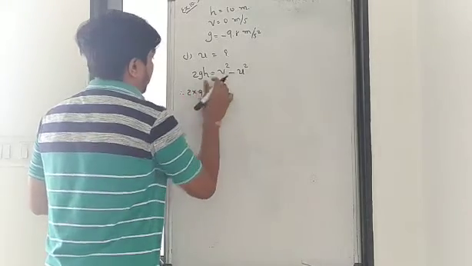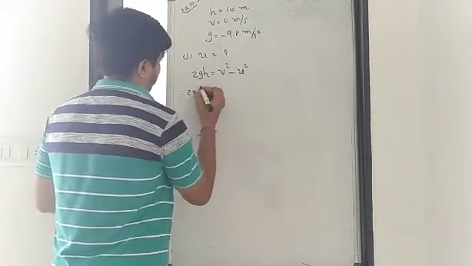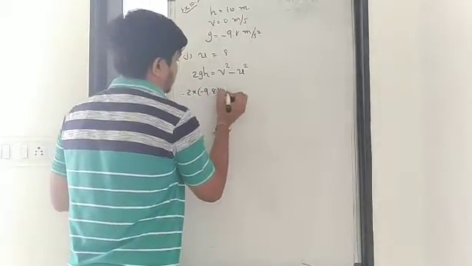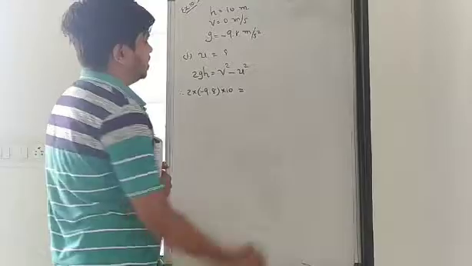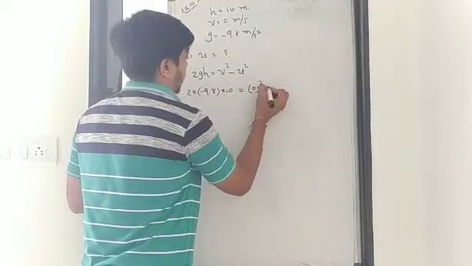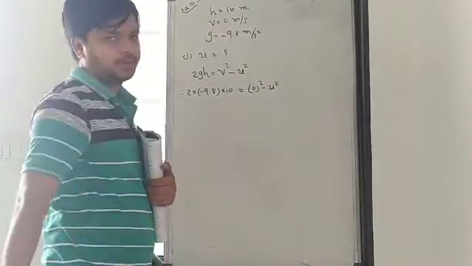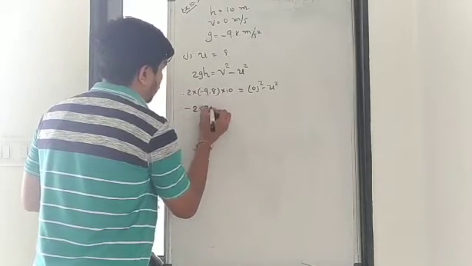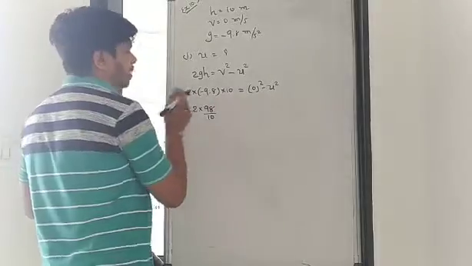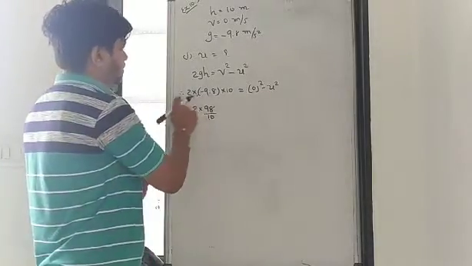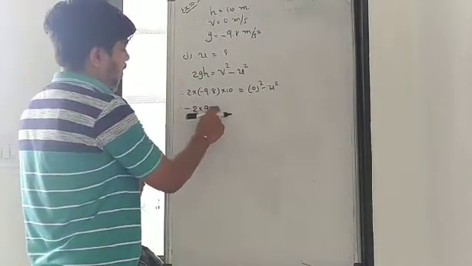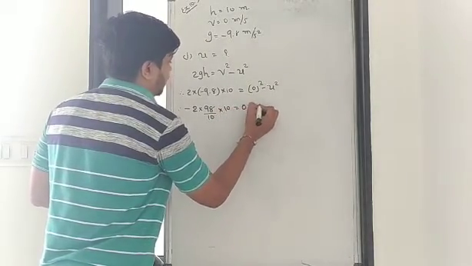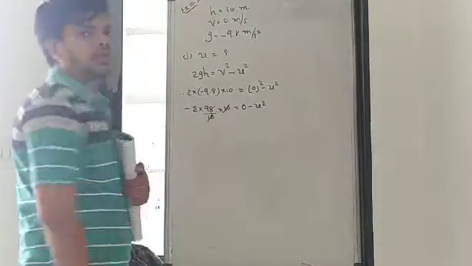Now the 2g, g is 9.8, sorry, it's minus 9.8, and the value of h is 10. Now v square is 0 square minus u square, right? So here it becomes minus 2 into 98 by 10 into 10, is equal to 0 square minus u square. We have just multiplied it, so the whole term becomes minus. These 10s are cancelled out.